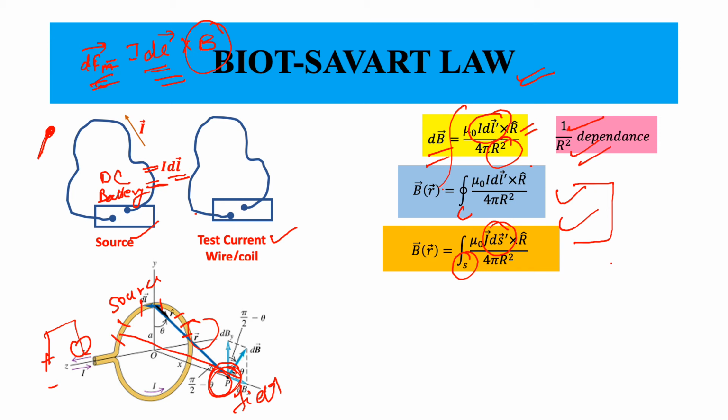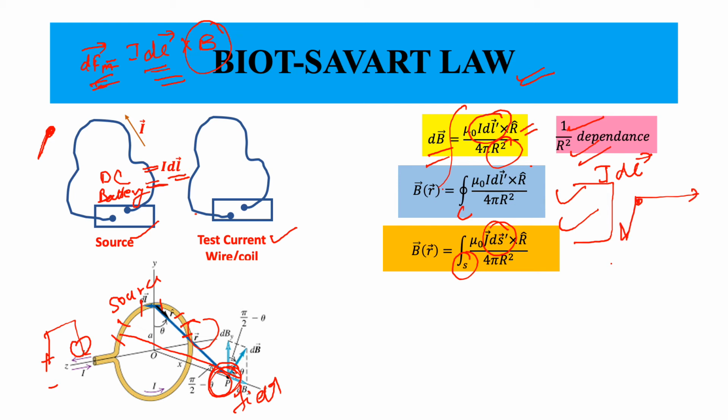The other thing that you have to see here is that the vector dB is directed perpendicular to the plane containing both dl, the current element, and the unit vector along the direction from the current element to the point where you are evaluating the magnetic field.